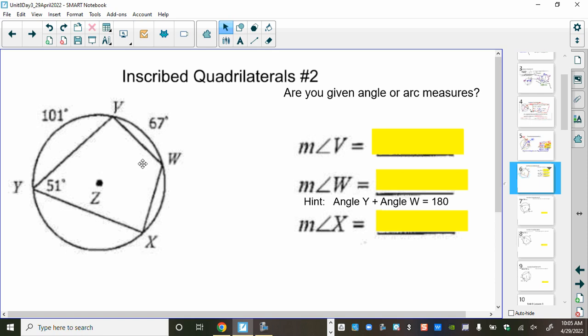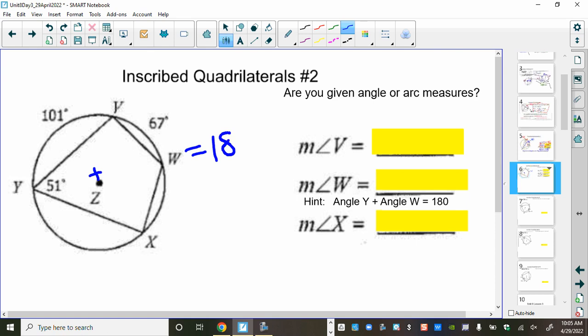Now, do we have to solve for the angles in order? No. So one of these angles, they gave us angle Y. Out of the three other angles, V, W, X, which one can we find first? Y and W, because you know that Y plus W has to add up to 180.